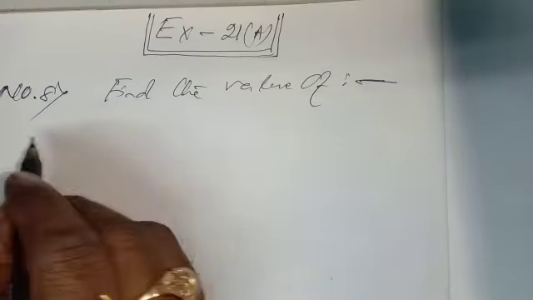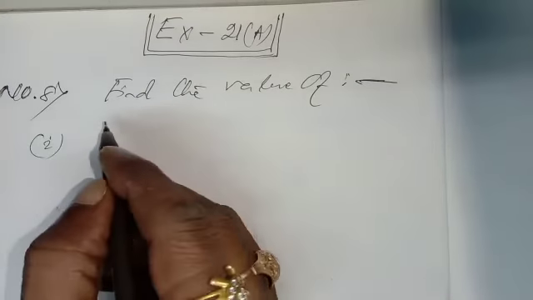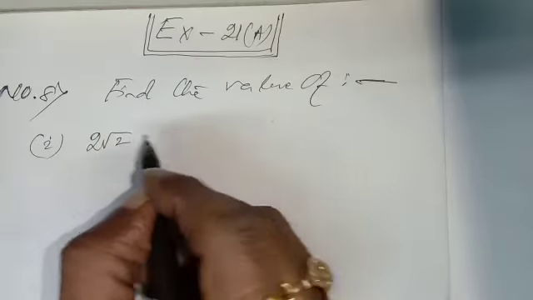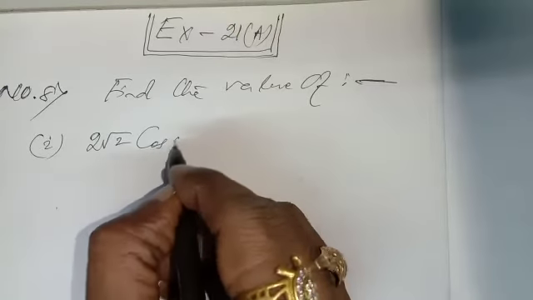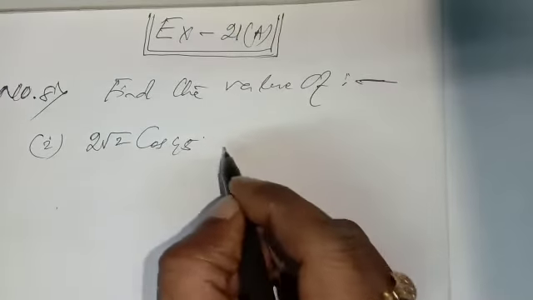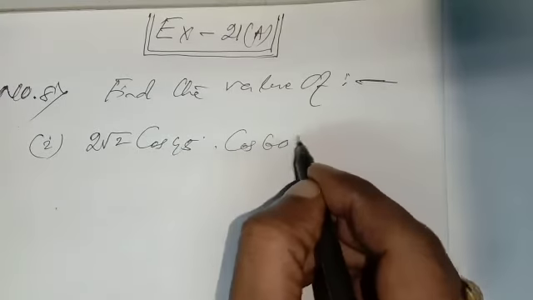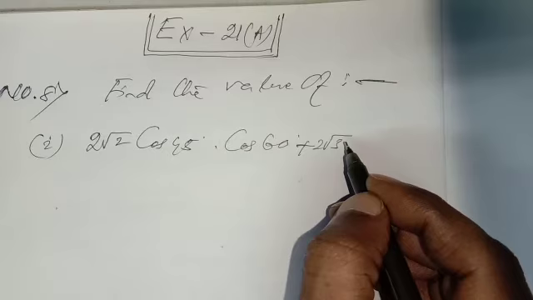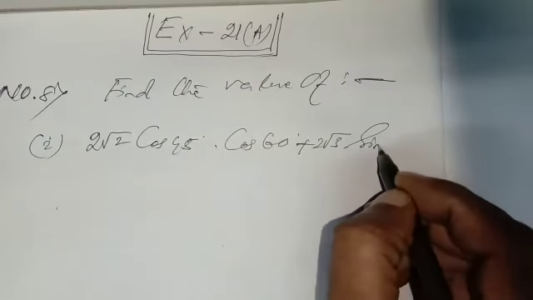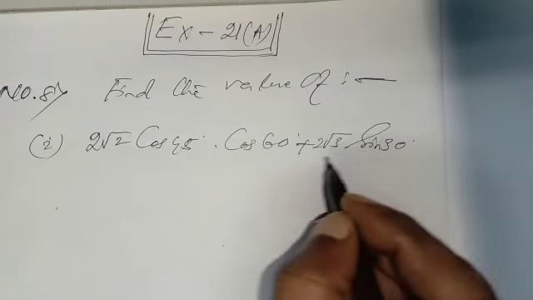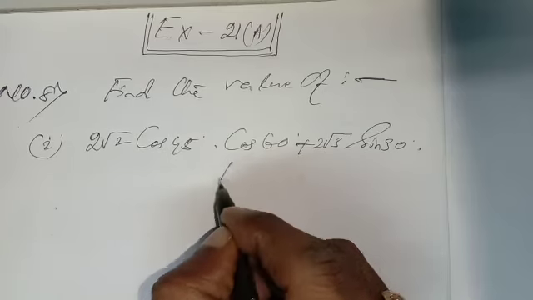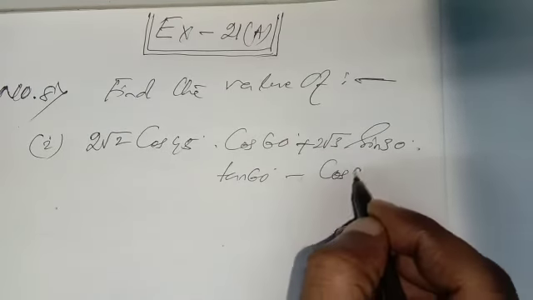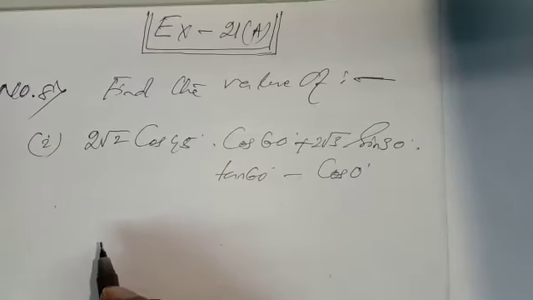Find the value of, see, I am writing the first part of the question. 2 root 2 cos 45 into cos 60 plus 2 root 3 sin 30 into tan 60 minus cos 0. For this question you have to memorize all the trigonometric table values.